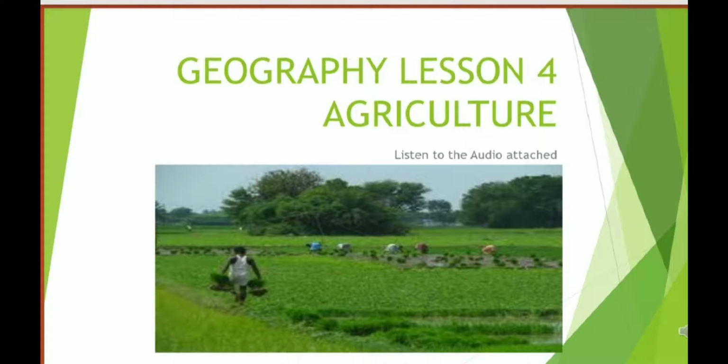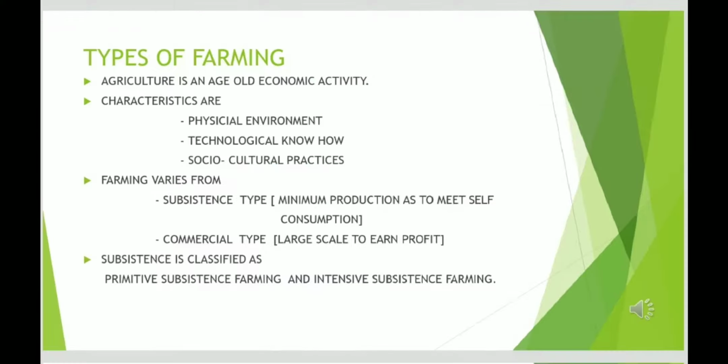Moreover, some agricultural products like tea, coffee, spices, etc. are also exported. Agriculture is an age-old economic activity in our country. Over these years, cultivation methods have changed significantly depending upon characteristics of physical environment, technological know-how, and socio-cultural practices.